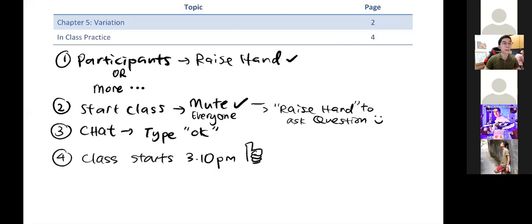Now because everybody is already muted, in my participant list there will be one person who raised their hand. This person is Jia Liang. So Jia Liang, you raised your hand, what I do is I will press unmute. Wait, I cannot turn it on. Let me try again. Lower hand.